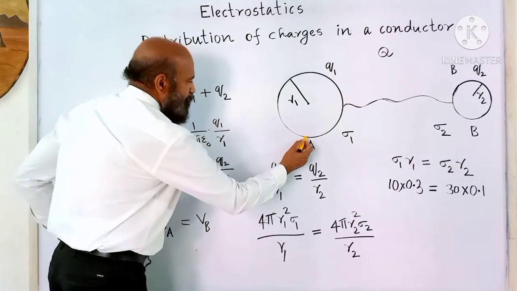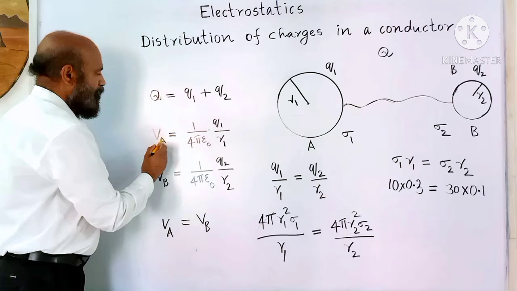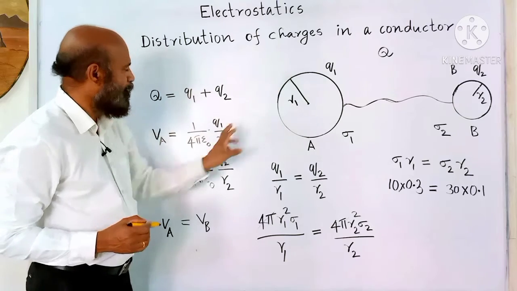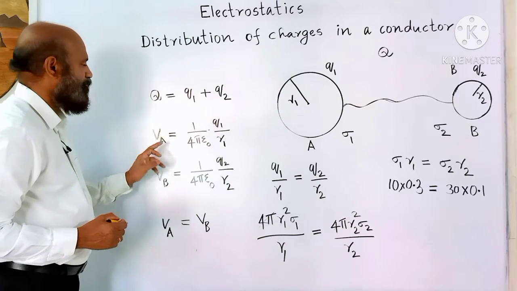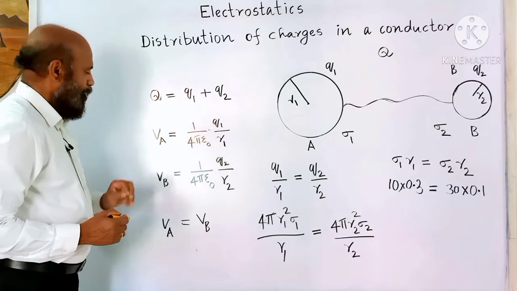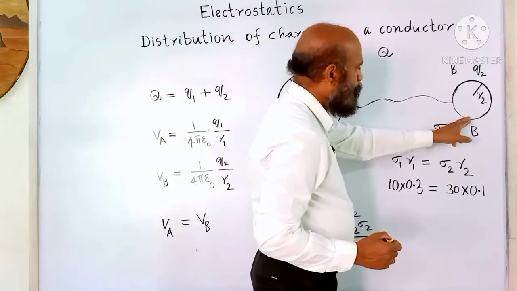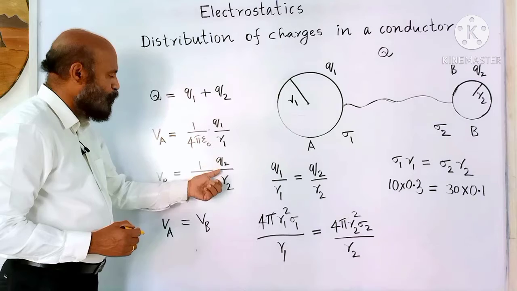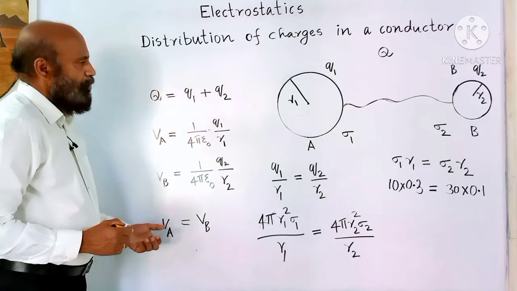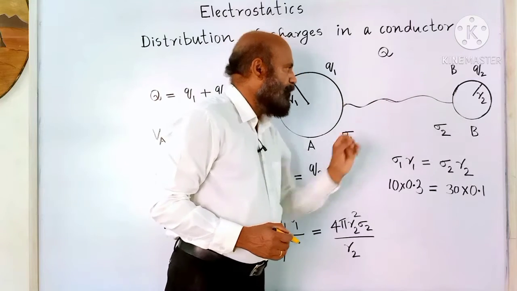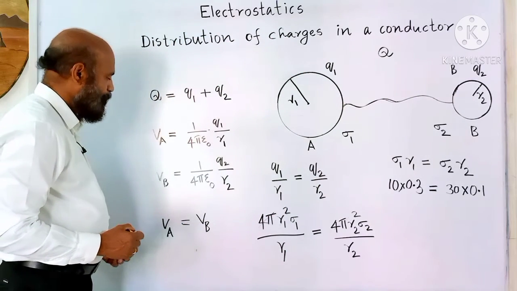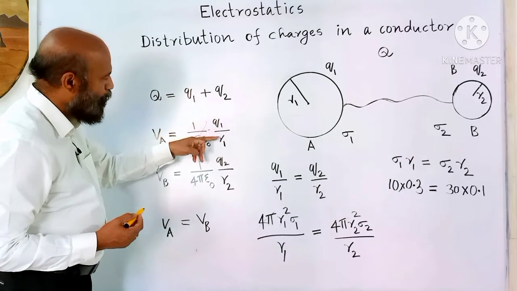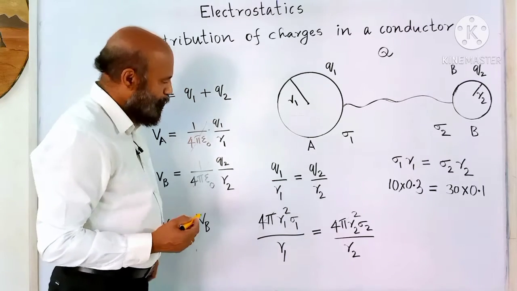Now, potential at the surface of the sphere A is VA, that is equal to 1 by 4 pi epsilon 0. Charge on the first sphere is Q1, radius of that sphere is R1. So, VA is equal to 1 by 4 pi epsilon 0, Q1 by R1. Electrostatic potential at the surface of the second sphere, that is VB, is equal to 1 by 4 pi epsilon 0 Q2 by R2. Since these two spheres are connected by a wire, VA is equal to VB. When you equate these two, 4 pi epsilon 0 will get cancelled. So you will get Q1 by R1 is equal to Q2 by R2.